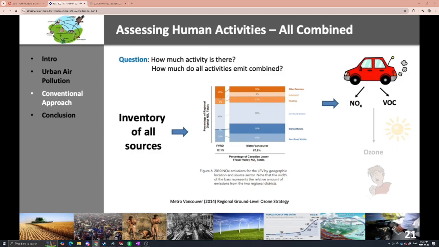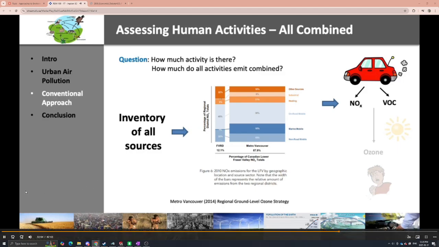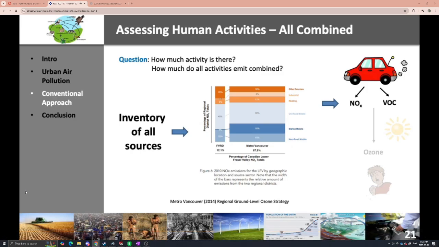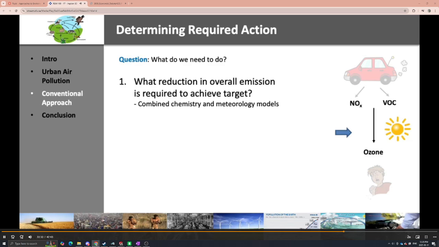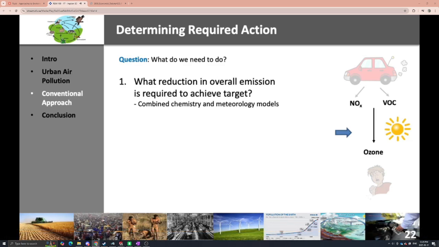Now, we have two endpoints. We know how much precursors are currently being emitted, and we know the maximum concentration of ground level ozone that we're aiming for based on the Canadian standards. So we have those two things in place. We know our target, and we know the kind of output that we're seeing based on numbers of cars. The next step is to figure out what we need to do to hit our target or stay below the target. And this involves two steps.